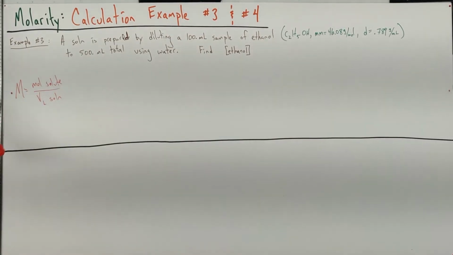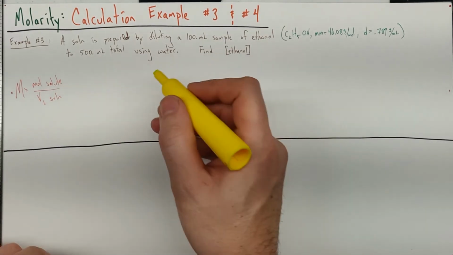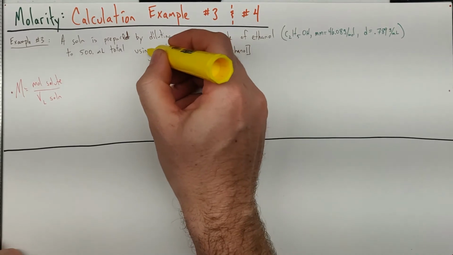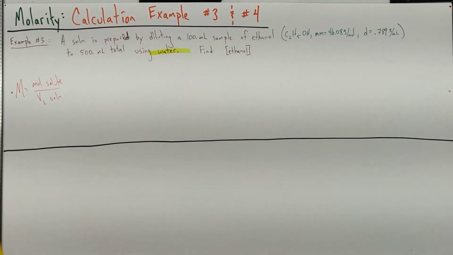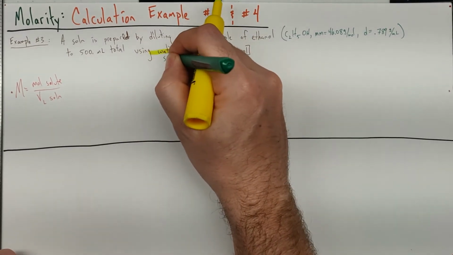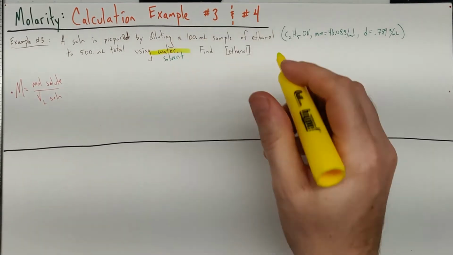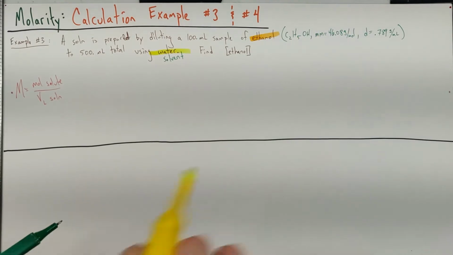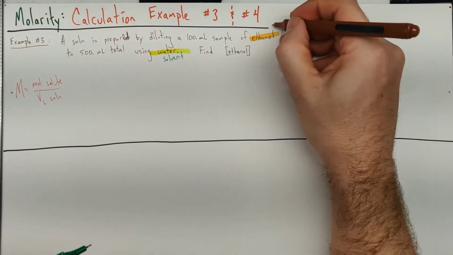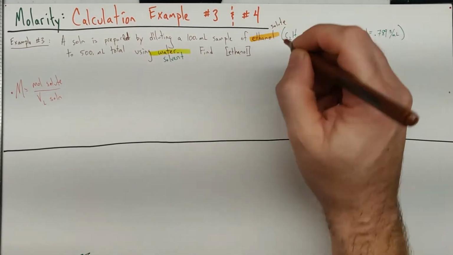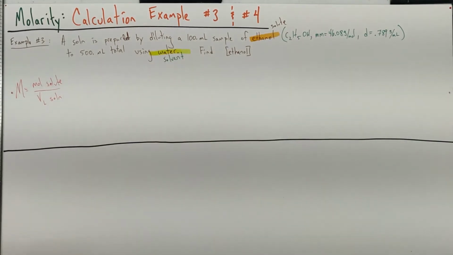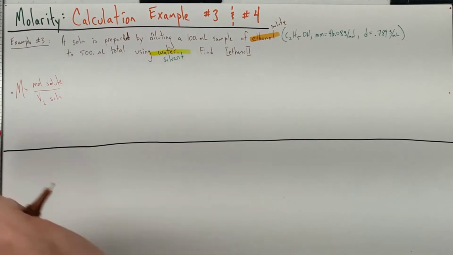As we look at this, we can highlight some information. It is diluted using water, so water must be our solvent, and our ethanol must be our solute. All right, because the ethanol is diluted by the water. It's mixed with the water. It's dissolved in the water, however you want to say it.